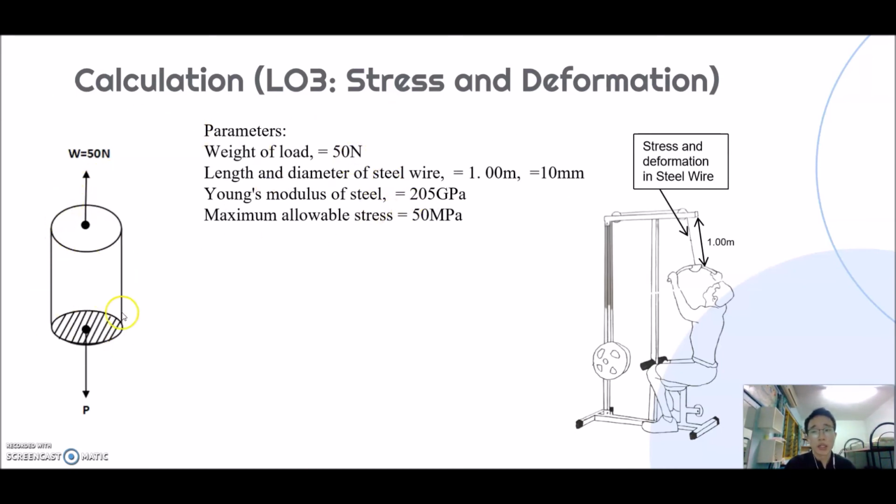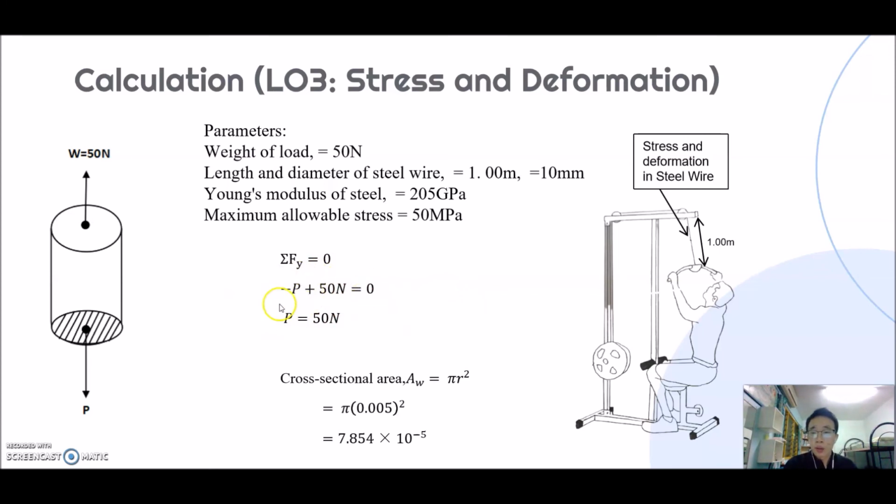As you can see here, this is a small section of steel wire where the weight acting over here, the load, is 50 Newton. So we have to find out the P acting downwards, which is the force acting on the handle, to calculate the stress and deformation. By using Fy equals to 0, we execute this equation and we get P equals to 50 Newton. And to calculate the sectional area of the steel wire, we use A equals to pi r squared. By using the radius equals to 0.005 meter, we get the cross-sectional area equals to 7.854 times 10 to the power of negative 5 meters squared.